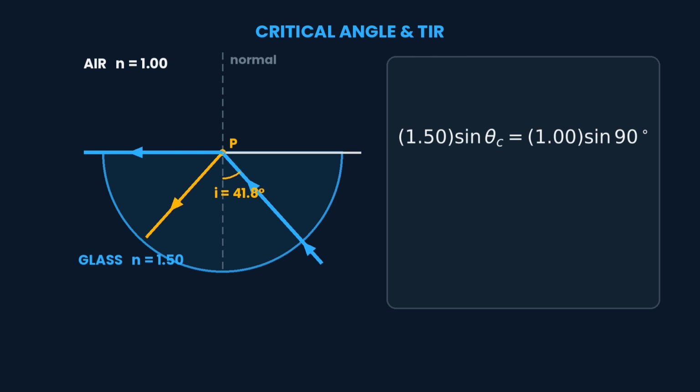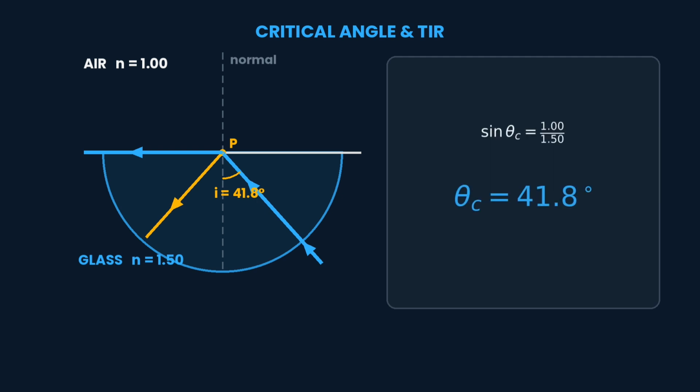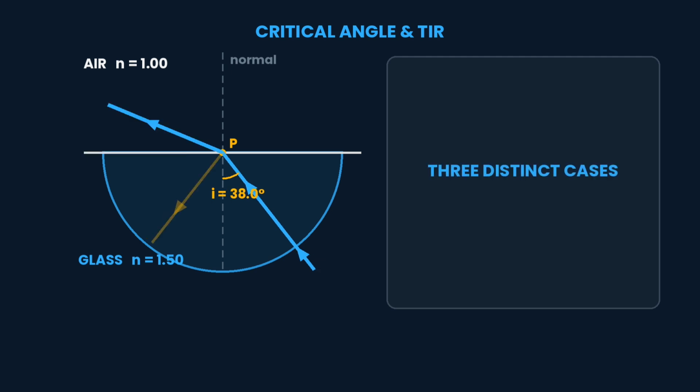For this glass-to-air boundary, Snell's law gives 1.50 sine theta c equals 1.00 sine 90. Therefore, sine theta c is 1 divided by 1.50, giving 41.8 degrees. In general, sine theta c equals the lower refractive index divided by the higher one. There are 3 distinct cases.